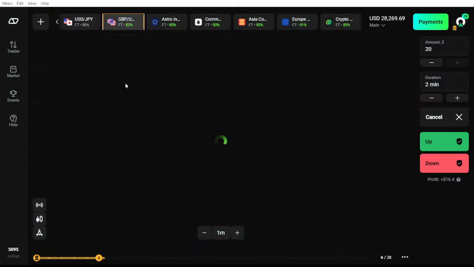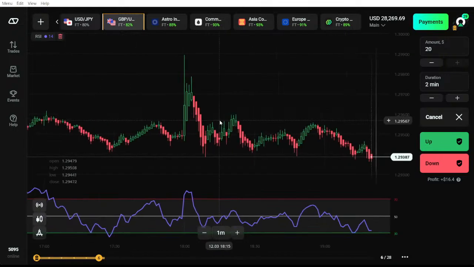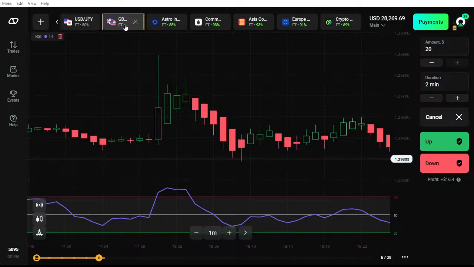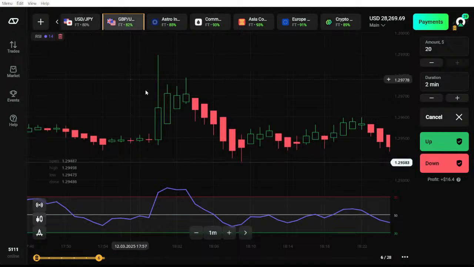So guys, let me give you one small piece of information. You can see that there is a very big green candle. The time of this candle formation is exactly 6 p.m. Indian Standard Time. This is GBP versus USD. So USD in the back side, GBP in the front side, GBP main, USD the quoted. Now let me show you one more thing.